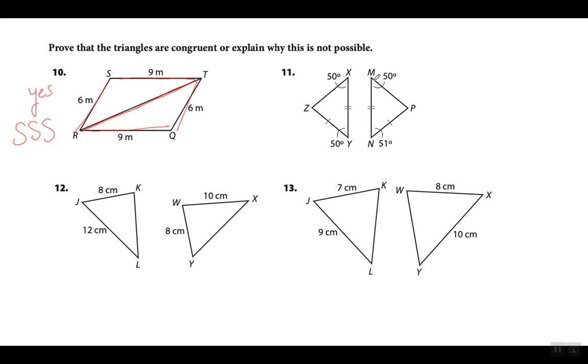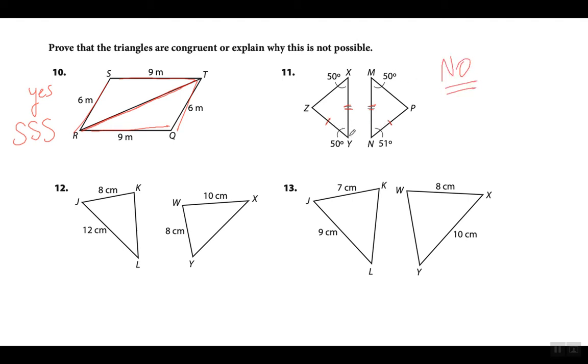All right, number 11. Okay, no, number 11 cannot be correct because, okay, this side has one line, so it equals this side. This side has two lines, so it equals this side. However, I'm going to bring up something from the previous class. SAS, the angles here are not equal. So therefore, they are not congruent.